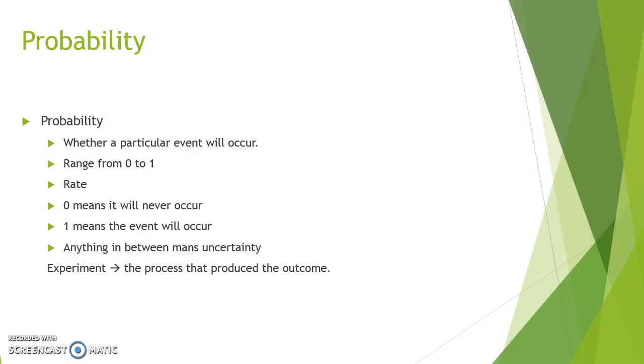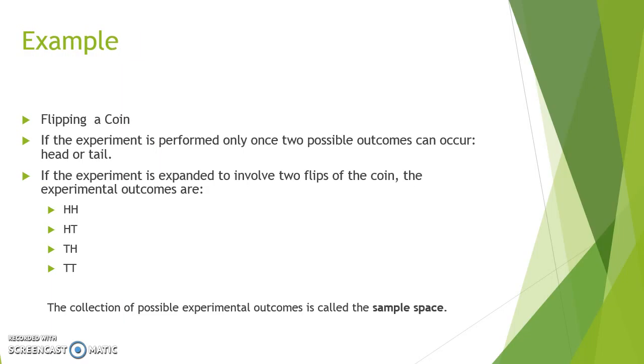Now, all our probabilities are based on the experiment. An experiment is basically the process that produces outcomes. For example, flipping a coin. If we flip a coin once, we automatically know there's a 50-50% chance of either getting heads or tails.